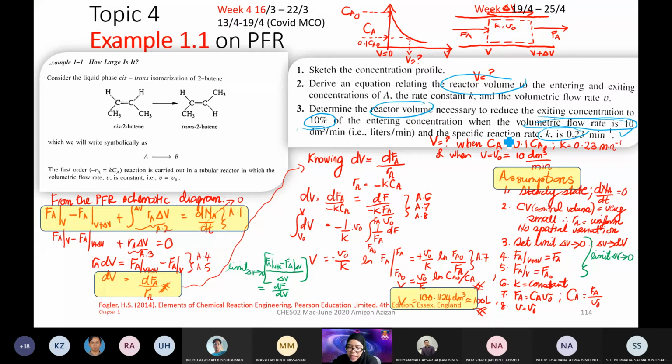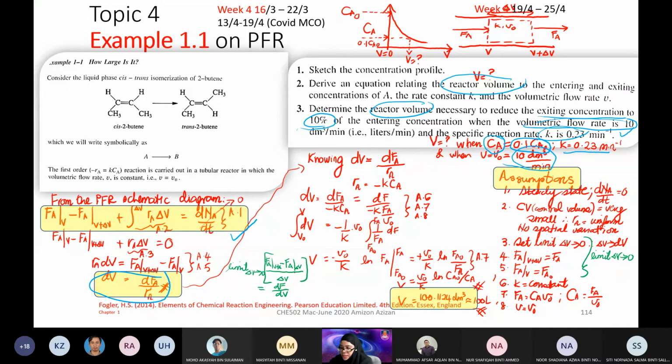So the problem statement is here, the exiting concentration is only 10%, which means 0.1 times the initial concentration. And the K is given, and the volumetric flow rate is 10 cubic decimeter per minute. So that is the volumetric flow rate. So you have the basic equation for the flow reactor system. That is the basic equation. Simply solve it by using all the assumptions.